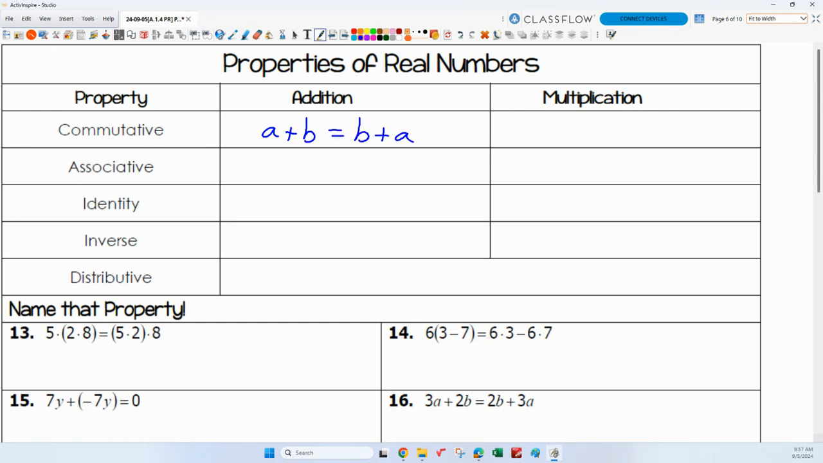What's the commutative property of multiplication, somebody? See somebody raise a hand here and help me out. Yes, sir. A times B equals B times A. Fantastic. Okay, now take a second on your own and think about the associative properties for addition and multiplication. And just try to write those down for yourself.